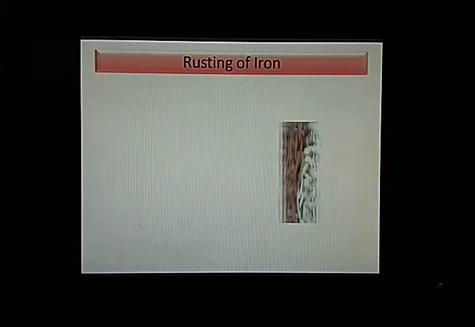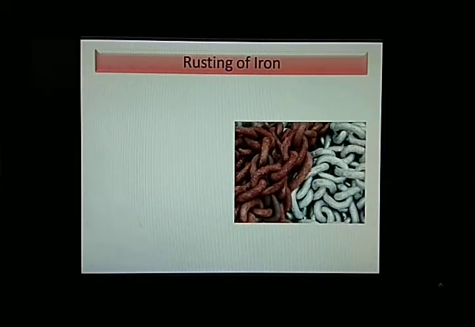So here's a picture of rusting. You can see clearly that on the right side of the picture there is an iron chain, and on the left side also there is an iron chain, but there is some difference in it. Obviously, first of all, the difference is the color difference. Here it is brownish in color and here it is silver in color. Now in both these you can see some changes definitely occurred. So this change is nothing but what we know as rusting.